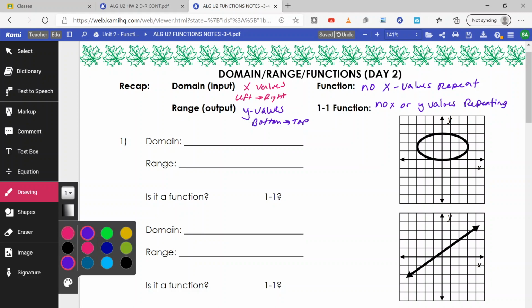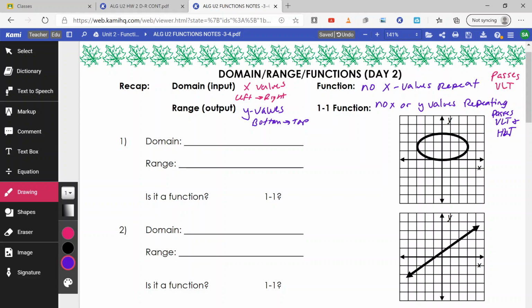We can tell a function is on a graph if it passes the vertical line test. A one-to-one function has to pass both the vertical line test and the horizontal line test. So as long as it passes the vertical line test, we have a function. If it passes vertical and horizontal, we have a one-to-one function. It is possible to have a function, but not a one-to-one function, and we can see some examples of that later on, possibly.